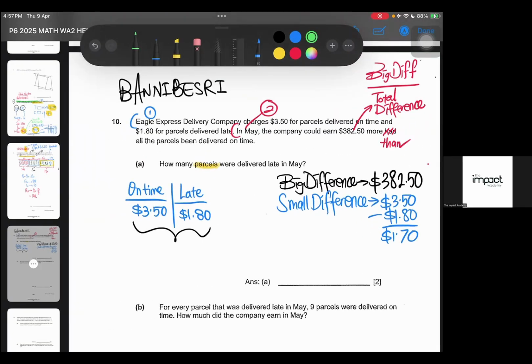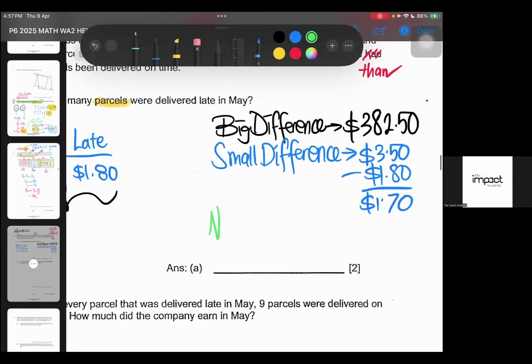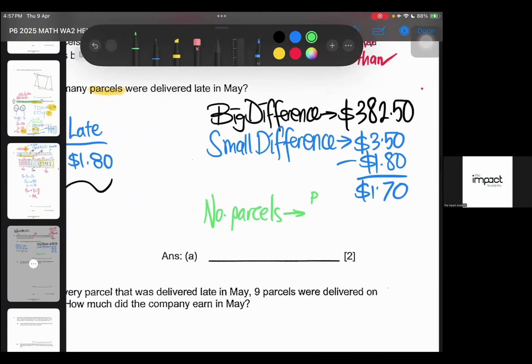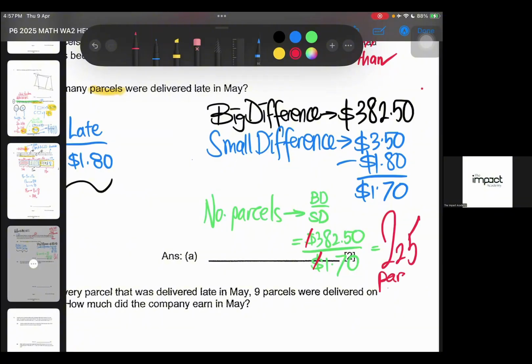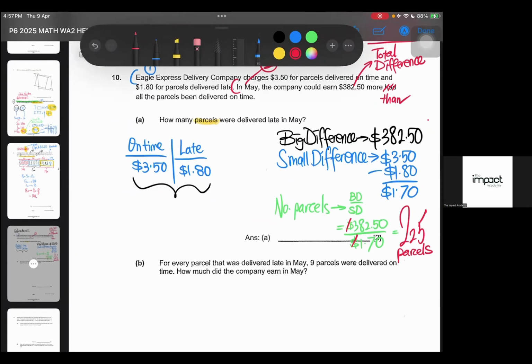What do you do first? Or what do you do next? You can now find the number of parcels. How? You're going to do what we call BD over SD, right? What's BD? $382.50 divided by $1.70. 382.50 divided by 170, we get to an answer of 225. Sorry, no more dollar sign. You know why? Because dollar and dollar cancel out. In this situation, you're going to say 225 parcels. Am I making sense?